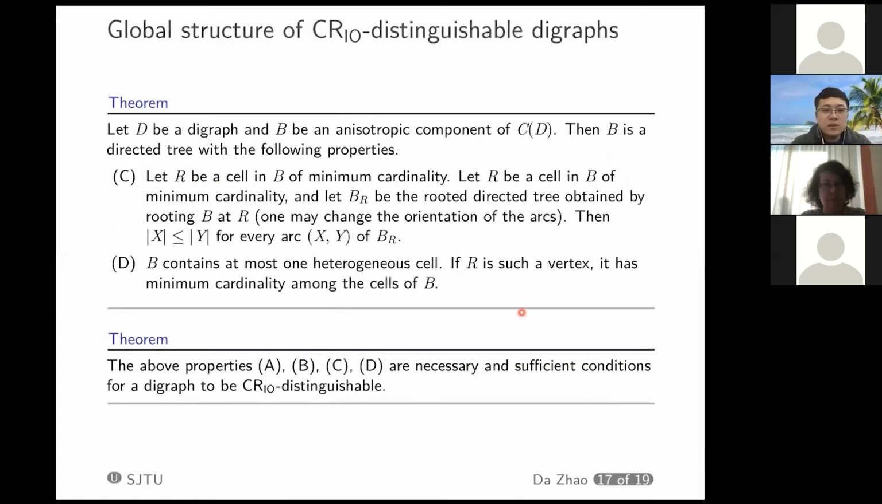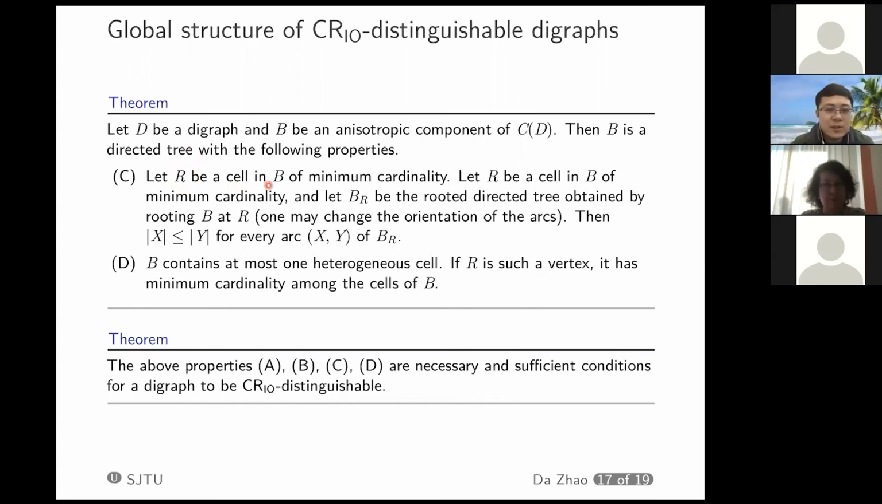Okay, how about the global structures? The global structure is kind of similar to the graph case. First, B is still a directed tree. But let me emphasize that here, directed tree does not mean a rooted tree. It just means a tree, but you add directions on it. It is not necessary that all those directions are consistent.